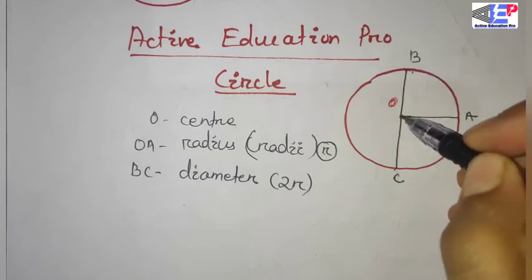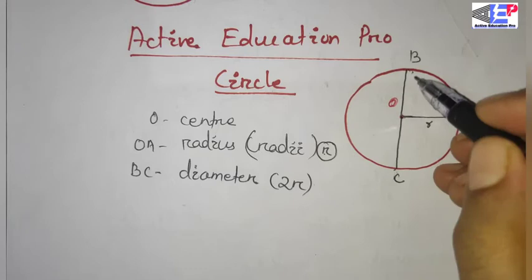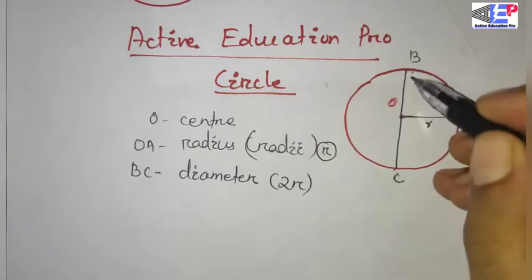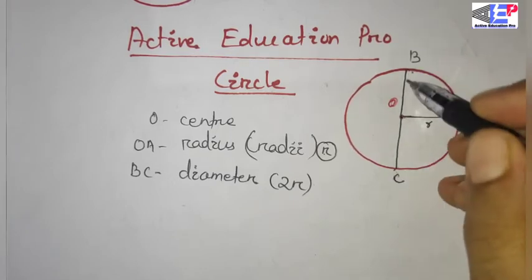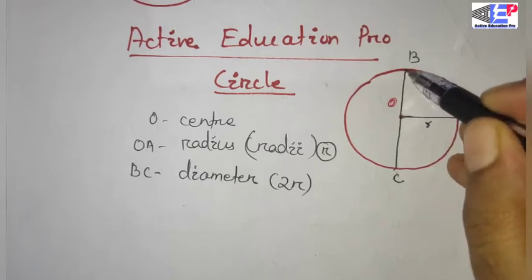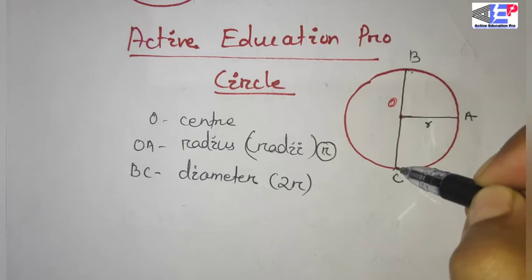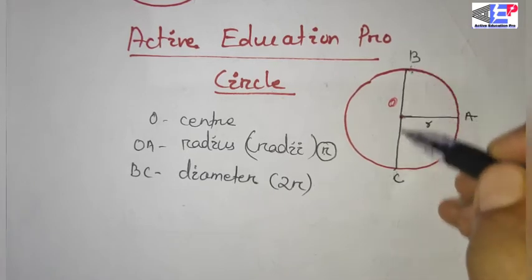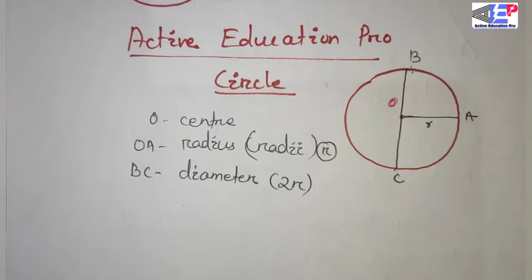Diameter is a line segment which passes through the center and touches two points of its circumference. B is a point on its circumference and C is another point on its circumference, and it passes through O. So BC is a diameter.